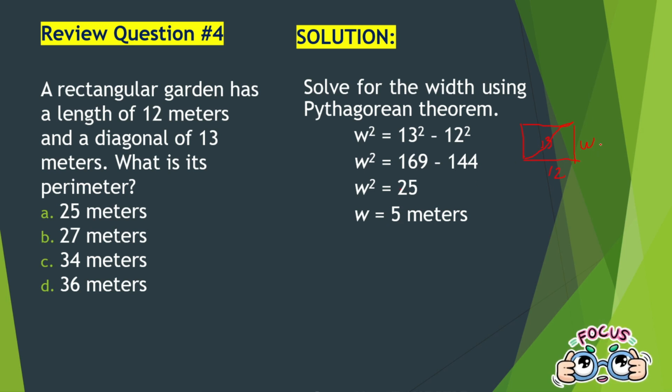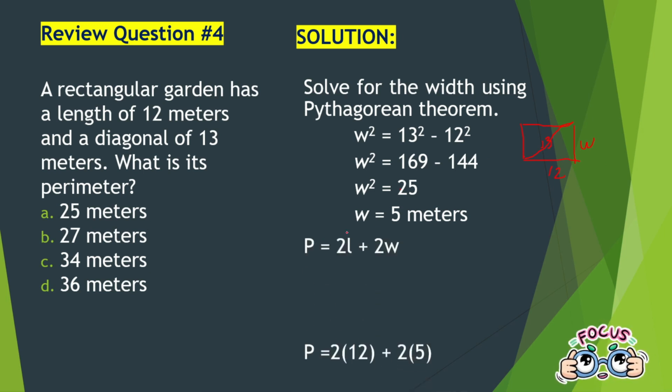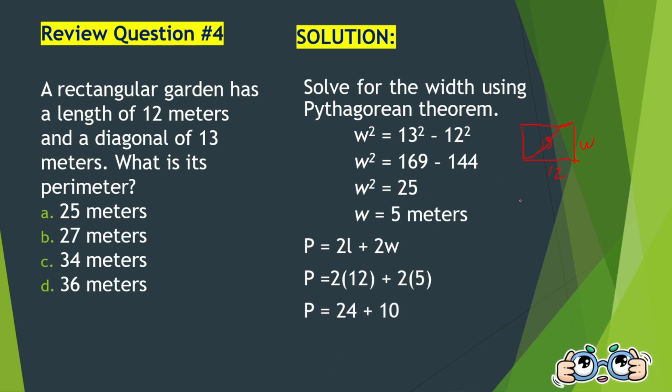So, since we get already the value of the width, we can now determine the value of the perimeter. So, perimeter now is equal to 2L plus 2W, which is equal to 2 times 12 since there are 2 lengths, and 2 times 5 since there are 2 widths. Therefore, we get 24 plus 10 and the perimeter is equivalent to 34 meters. Therefore, the answer is letter D, 36 meters.